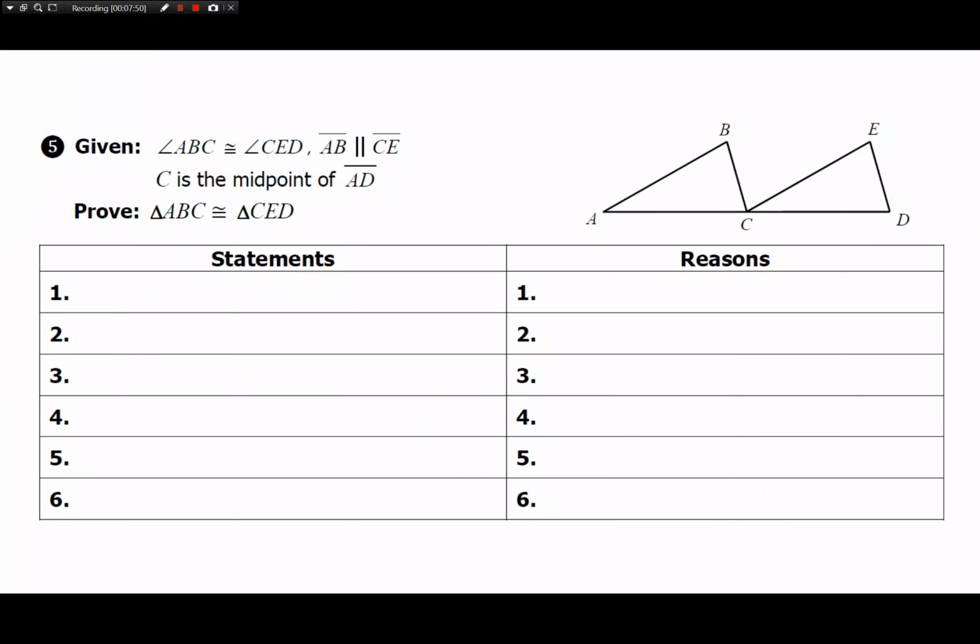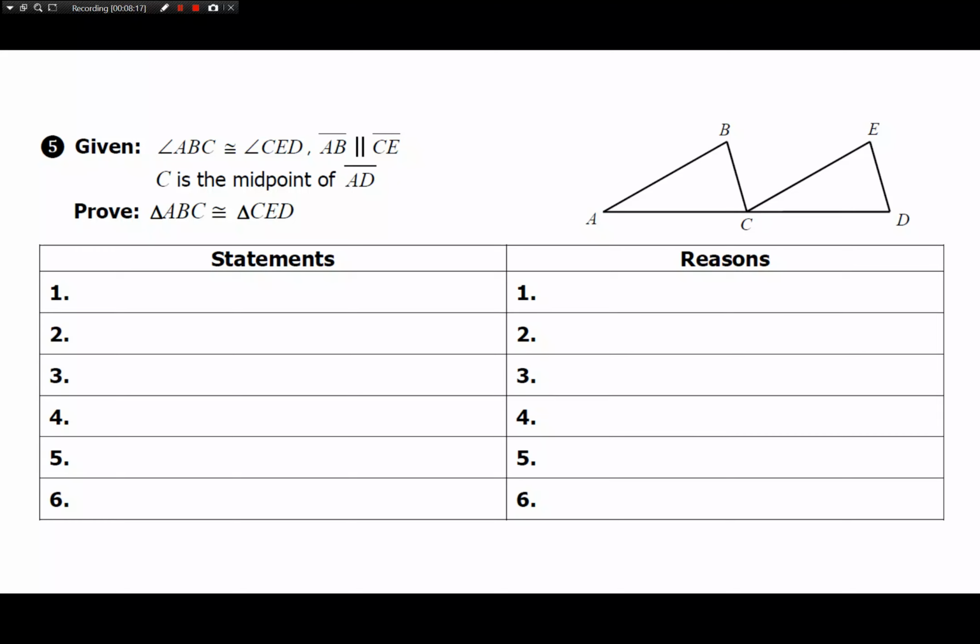Now let's look at another example. Number 5 says, given angle ABC is congruent to angle CED, and segment AB is parallel to segment CE, and C is the midpoint of segment AD, prove that triangle ABC is congruent to triangle CED.